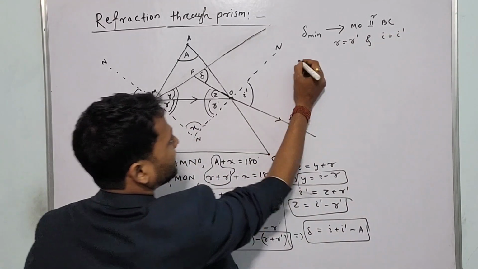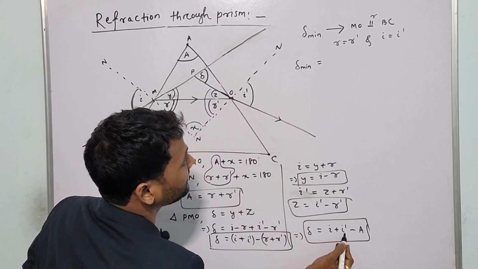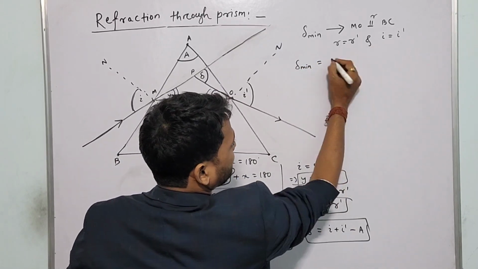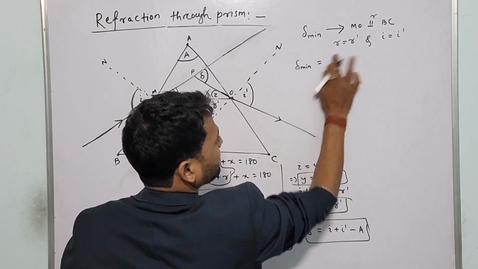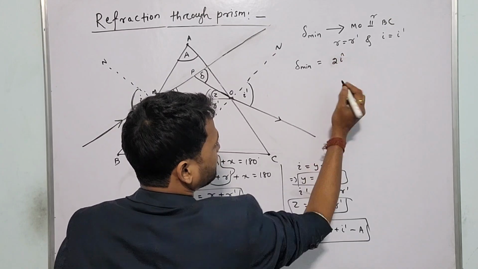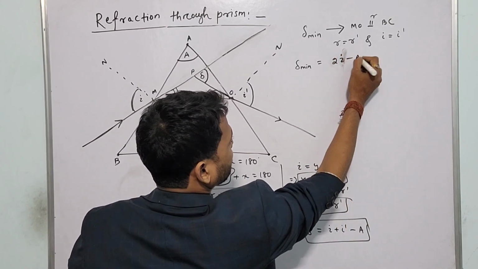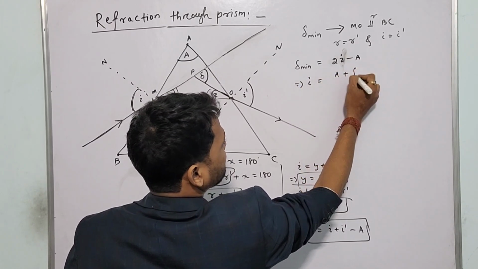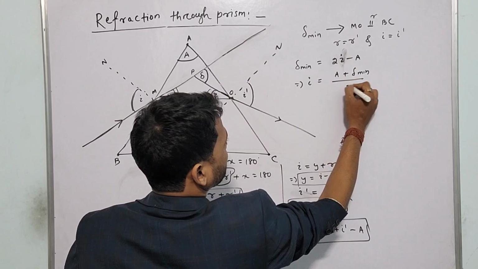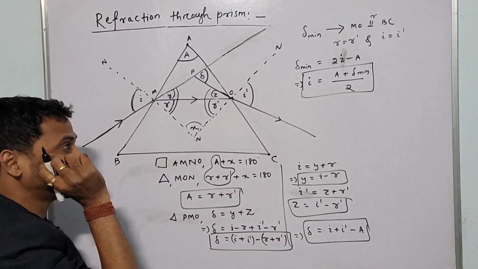Now tell me what is del minimum? I plus I dash कितना होगा? 2I because I plus I dash, कितना हो जाएगा? 2I minus A. So here what is I? I will be A plus del minimum by 2. Clear? ये I मिल गया.